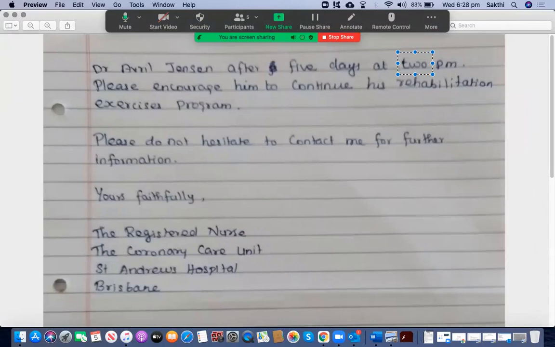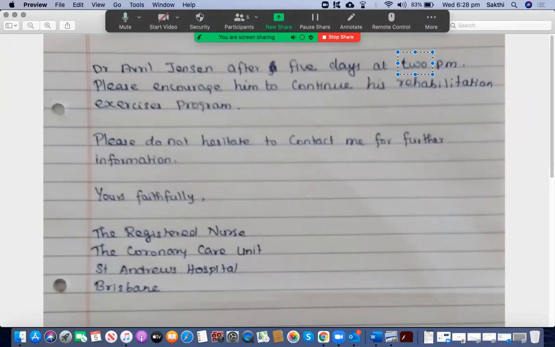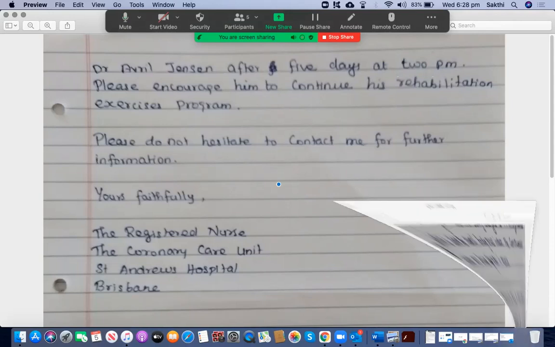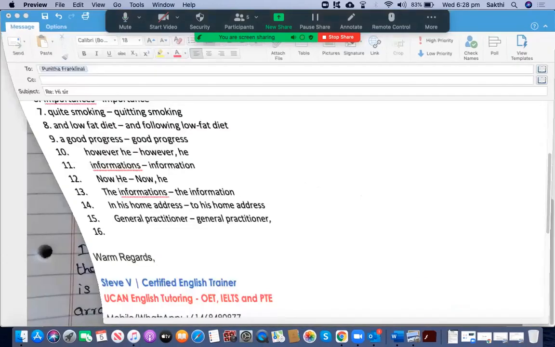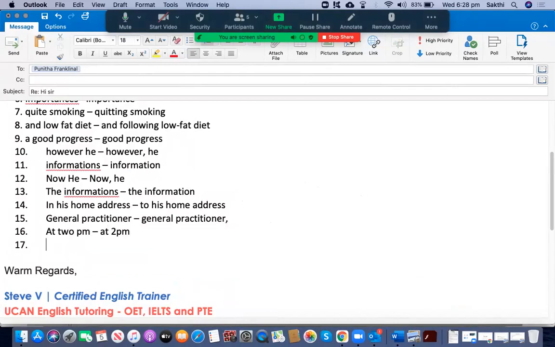I think I have assessed one of your letters in the past where I asked you to write down numbers only for the quantity. For example, 5 days, it's a quantity. We can have this duration, the quantities, need to be written down. So 2 p.m. is wrong. It must be at 2 p.m.